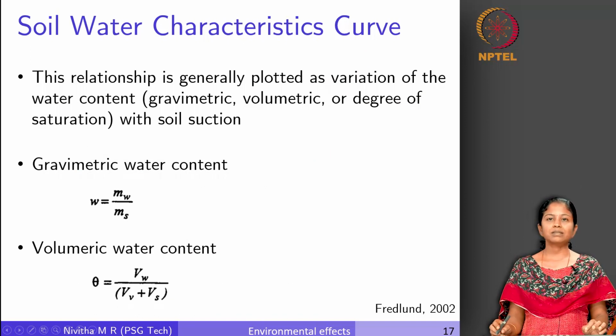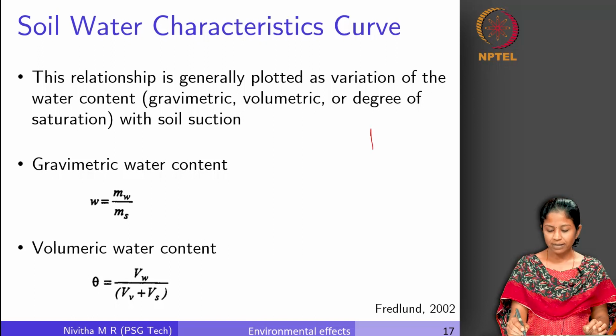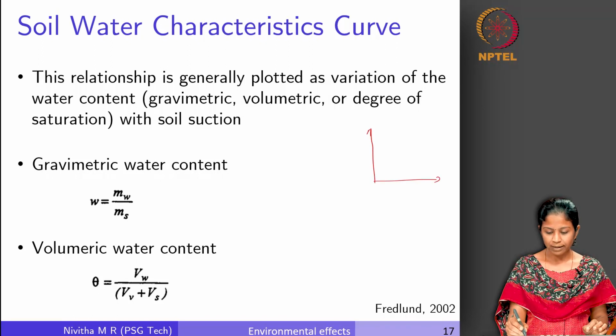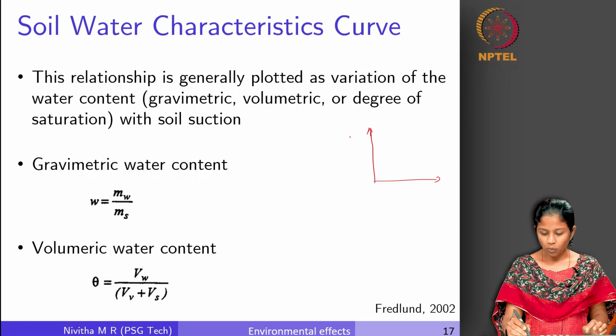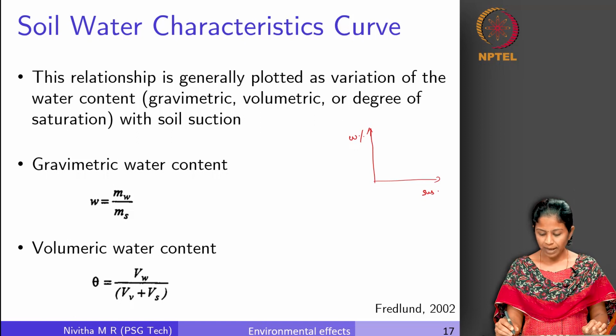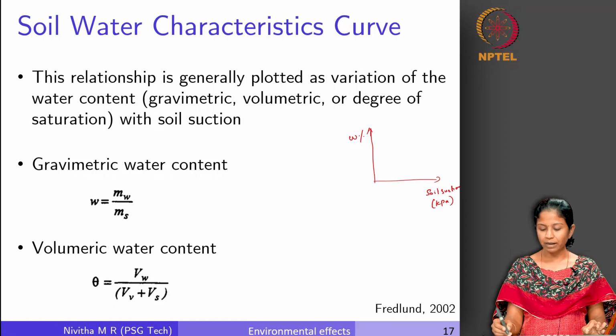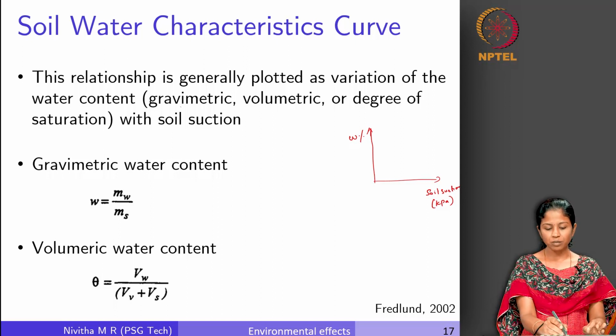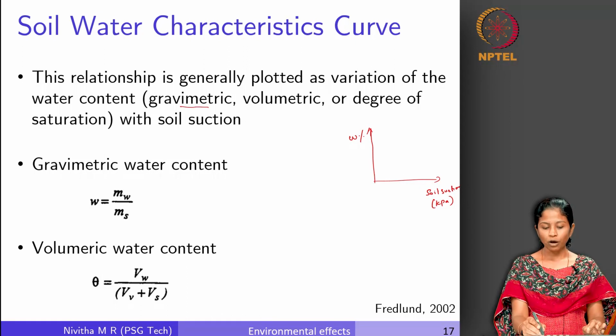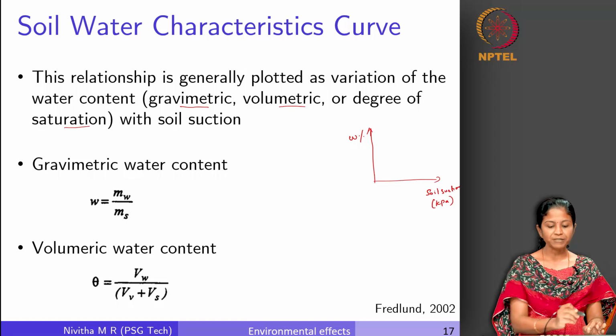Now what is this soil water characteristic curve? It is basically a plot wherein the water content, expressed in percentage, is given as a function of soil suction. The suction could be in kilopascals or megapascals, whatever the unit. So it is a graph between soil suction and how much water the soil is able to retain. This can be expressed in terms of gravimetric water content, volumetric water content or degree of saturation.